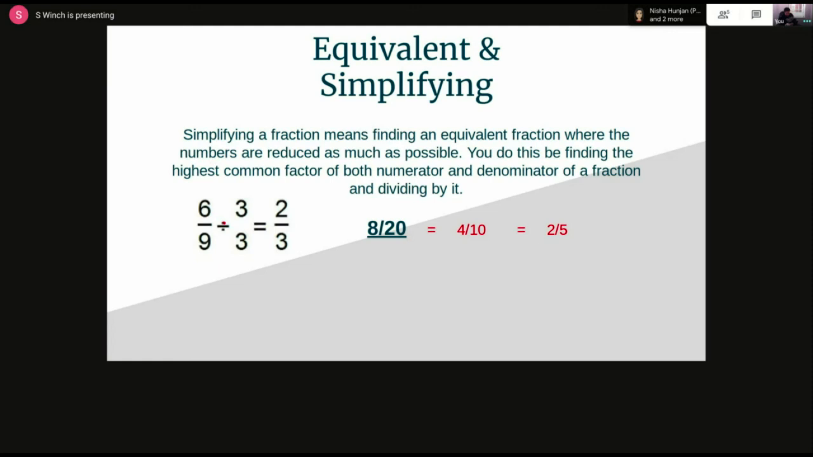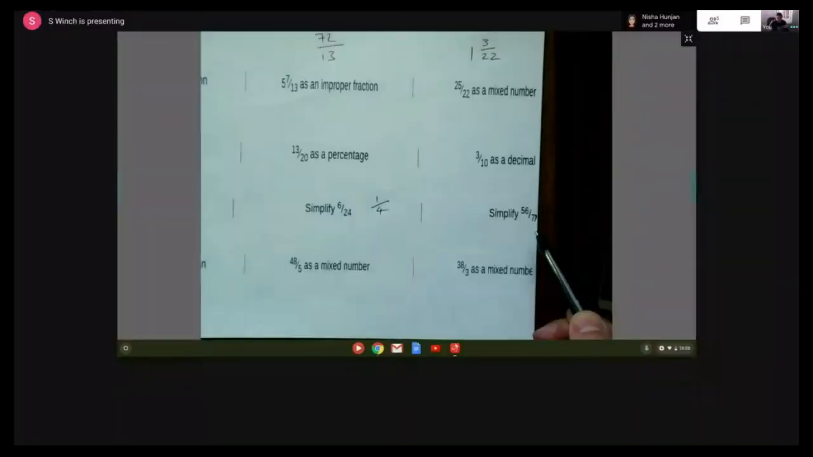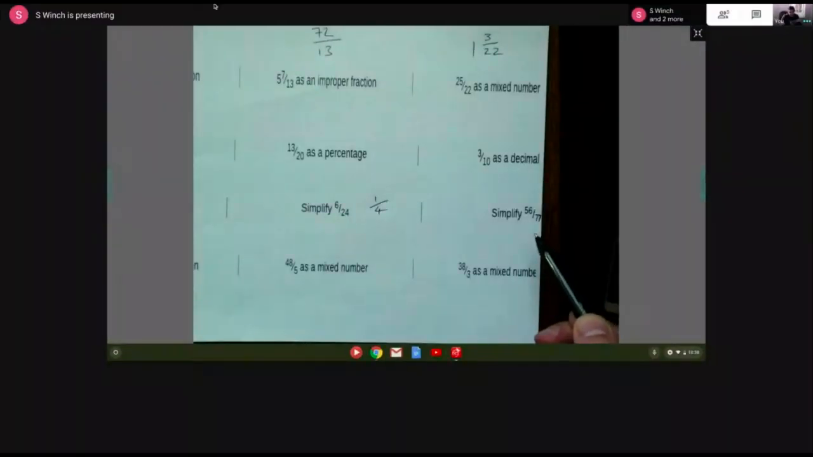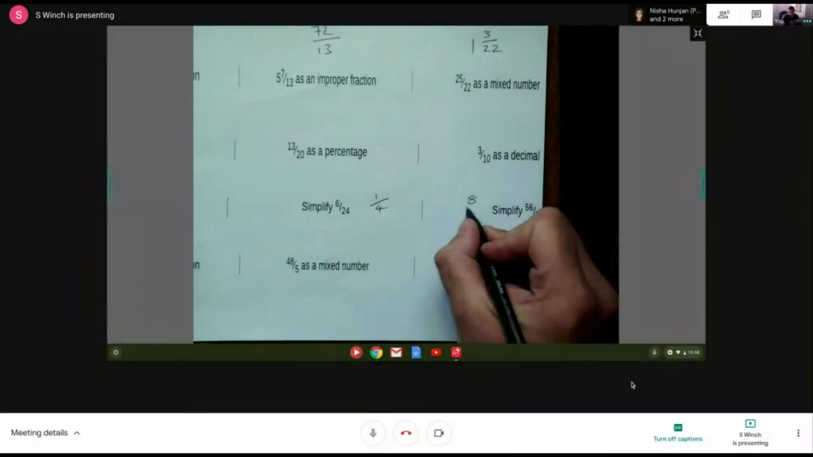Simplify. Let's have a look at some examples here then. We've got one that we've already done, nice and easy. The highest common factor is 2, so we divide them both by 2. The highest common factor would be 7, which would give us an answer of 8 over 11.